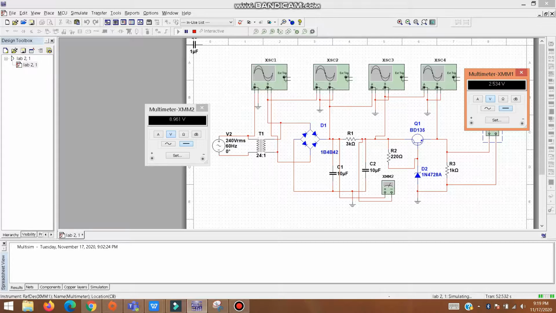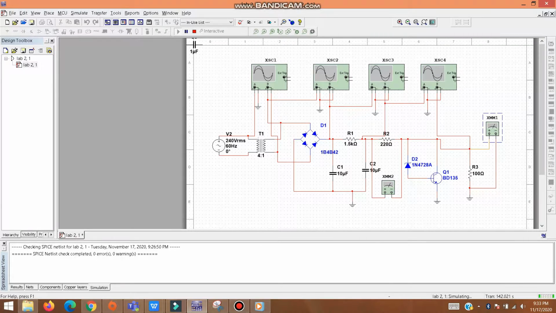Our Zener diode is 3.3. To calculate or measure the output, the VZ, the voltage from the Zener diode, needs to be subtracted by the VBE, which is 0.7. So our Zener diode value is 3.3 and our VBE is 0.7. So we got the output from the calculation as 2.6 and from the simulation we got 2.5.